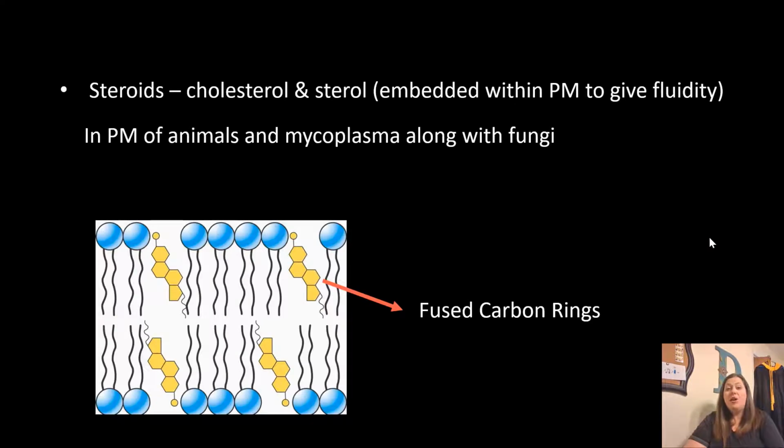Another type of fat are steroids. Steroids are things like cholesterol or sterols, and they're embedded within the plasma membrane. These are actually going to help the plasma membrane have a little more fluidity to them. And in the plasma membrane of animals and also the mycoplasma along with fungi, we do find these particular steroids. They're fused carbon rings. If you'll notice, steroids kind of look like honeycomb type structures.